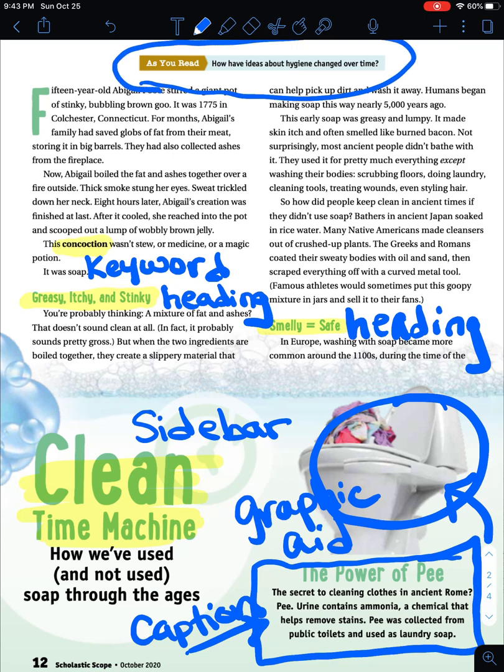That's a discussion question or our focused reading question. And that's great if you want to make note of that. There we go. I made it fit there, didn't I? Discussion question. You can point these out if you see any of these, but the main ones that we're going to be focusing on are the title, subtitle, heading, keyword, graphic aid, caption, and sidebar.